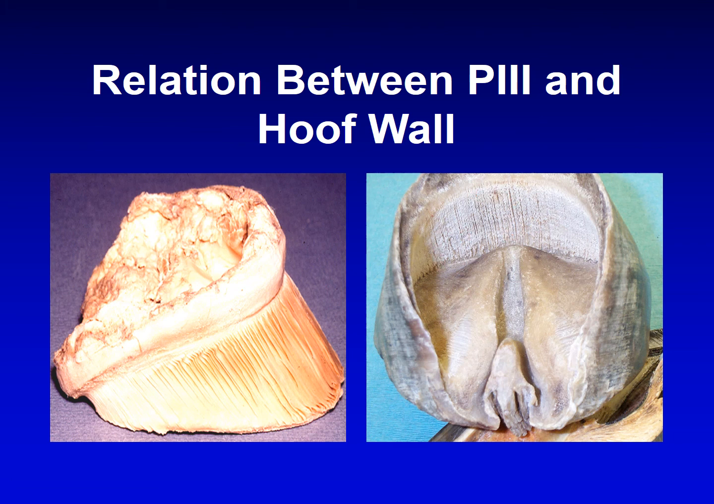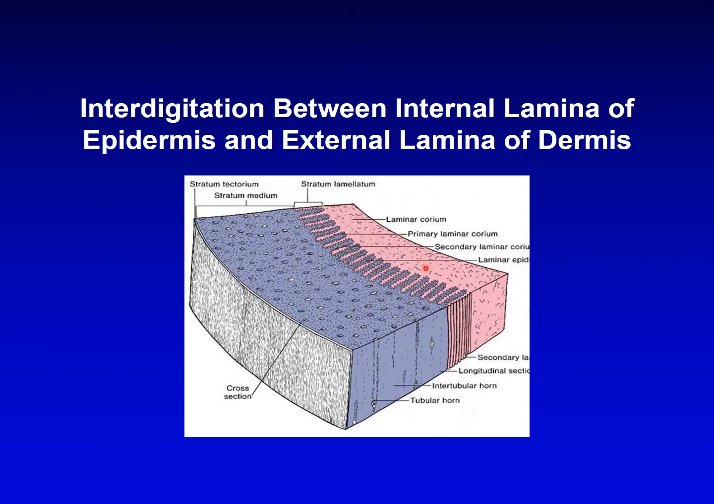Now, this is how they look. So if we look at a piece of that interdigitation, this is, for example, the external lamina of the dermis, and this is the internal lamina of the epidermis. This is the hoof wall, and this is P3. Look at the interdigitation here. This is where the interdigitation comes, and they become inseparable.